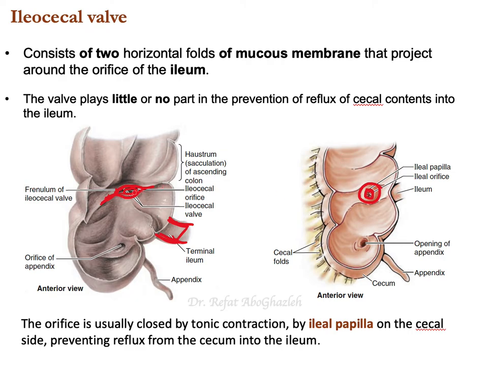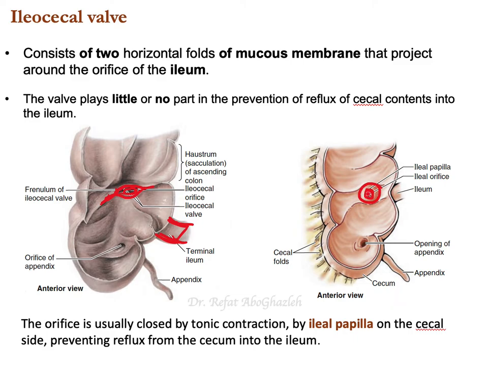That means these folds are just a mucosal fold, and they found that the smooth muscle around the valve is underdeveloped. That means there's no real anatomical valve. It's just, as the physiologists call it, the ileocecal sphincter, because it serves as a sphincter here. I mean the circular muscle of the lower end of the ileum serves as a sphincter, and it controls the flow of contents from the ileum into the colon.